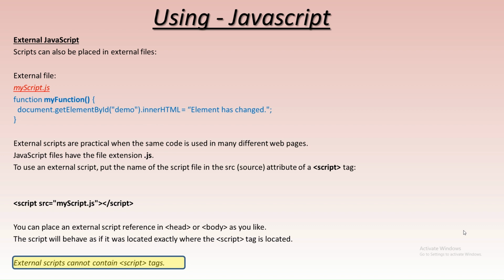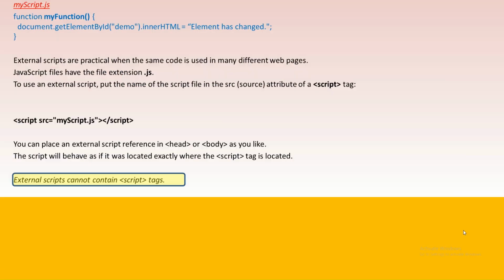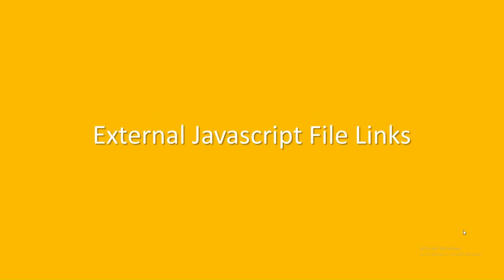To use an external script, put the name of the script file in the src or source attribute of a script tag. So for example, script src equals myscript.js, end script. You can place an external file script reference inside the head or the body section as you like. The script will behave as if it is located exactly where the script tag is located. External scripts cannot contain script and end script tags. Let's have a look at that.